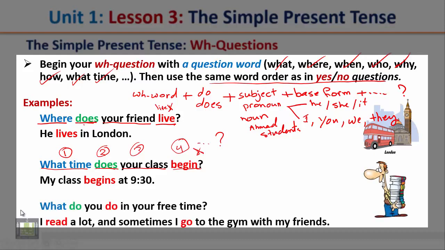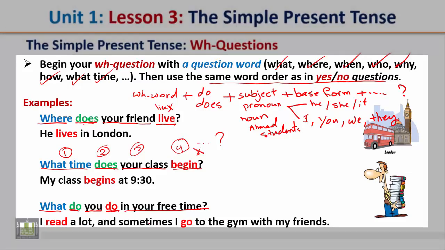Another example. What do you do in your free time? Again, here notice that we start with a question word followed by the helping verb do. The subject here is a pronoun, it is you. After that, we have the main verb, the base form. Then complete your question. The answer, I read a lot and sometimes I go to the gym with my friends.